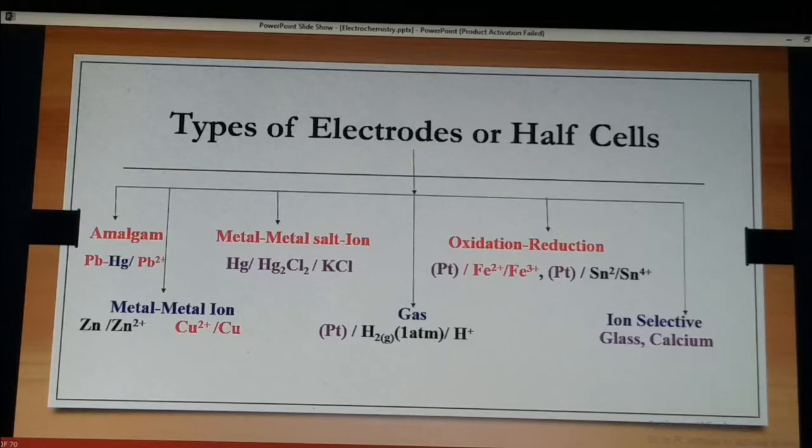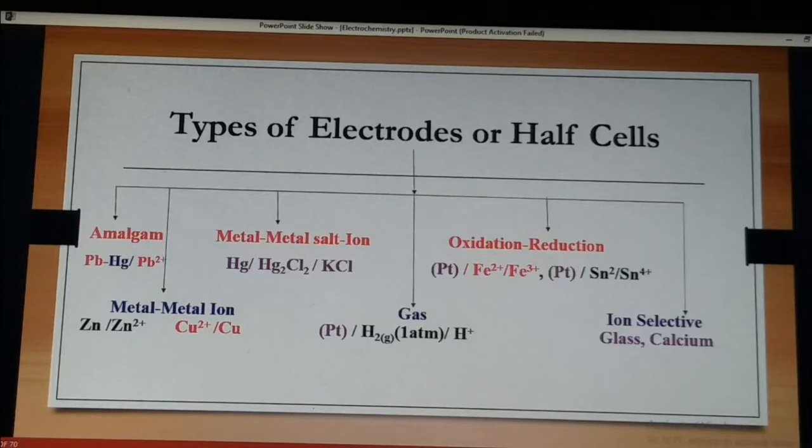The example for gas electrode is very common, that is the hydrogen electrode. Oxidation reduction electrode examples are ferrous-ferric couple, stannous-stannic couple with the platinum as the electrical contact and as the inert electrode. The ion selective electrode examples are glass electrode, calcium electrode, and the common example for the ion selective electrode is the glass electrode, which is used to determine the pH of any given solution.